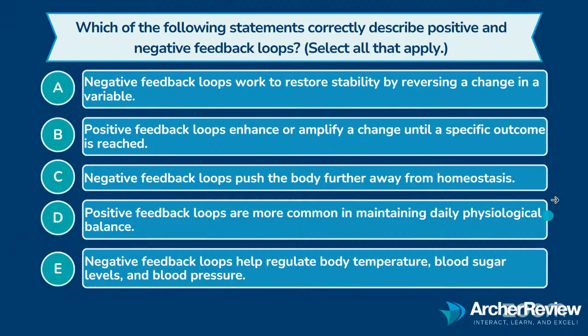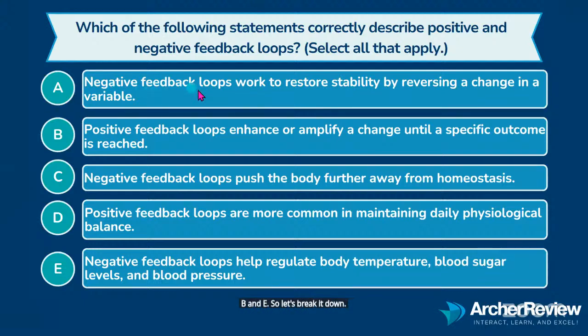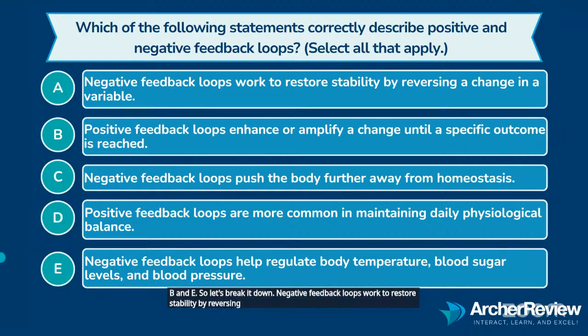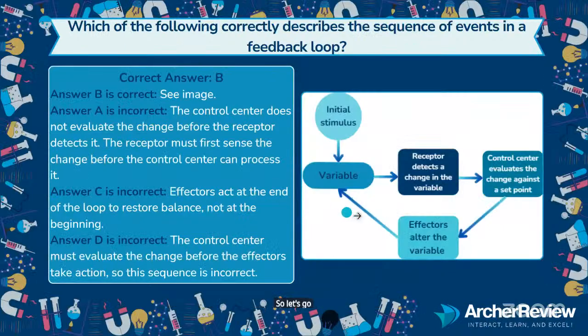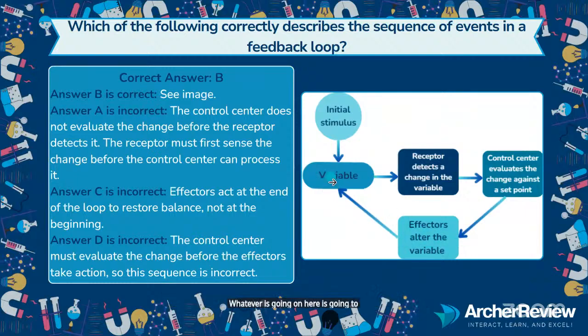All right, so let's look at what all of our correct answers were. A, B, and E. So let's break it down. Negative feedback loops work to restore stability by reversing a change in the variable. So let's go back to our visual here. In this case, when we come around this loop, this effector is going to bring this variable back up to a balanced place. In a negative feedback mechanism, whatever is going on here is going to bring this back to a balanced place.